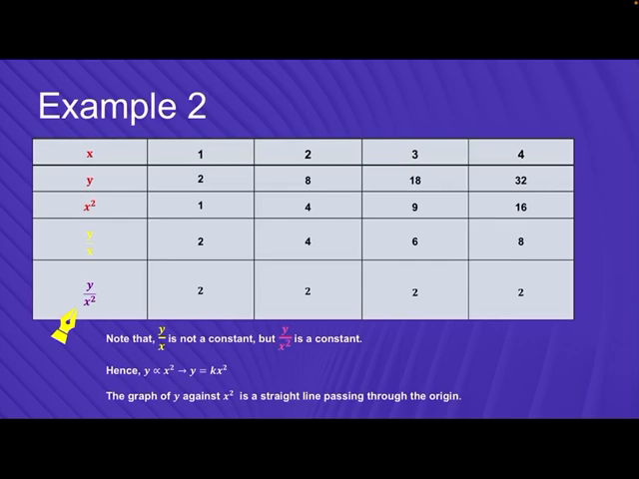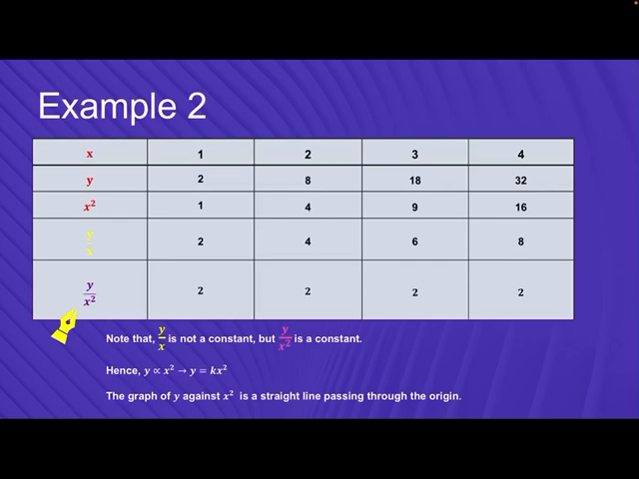Can we still say it is a direct variation? Okay, let's look at the value of x squared first. When x is 1, x squared is 1. When x is 2, x squared is 4. 3, 9, 4, 16. Now the constant part is not y over x anymore.